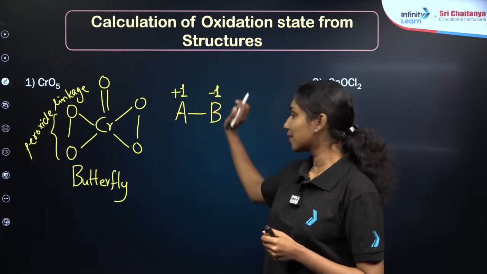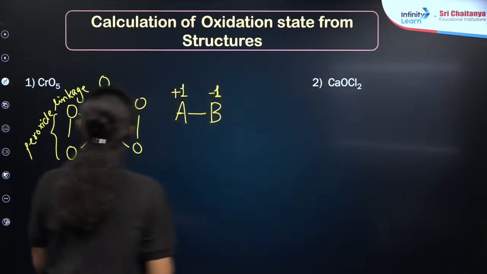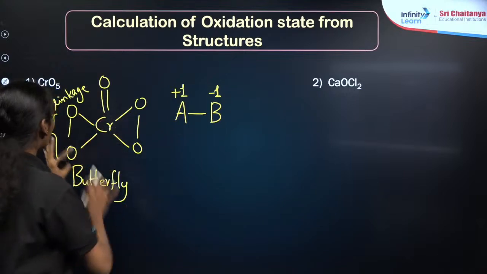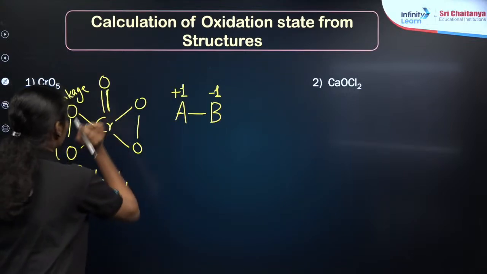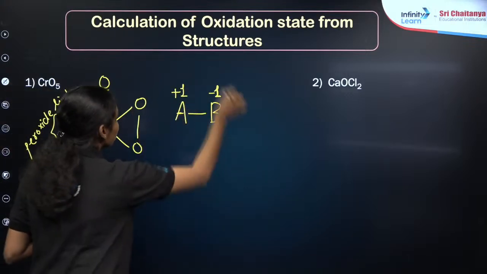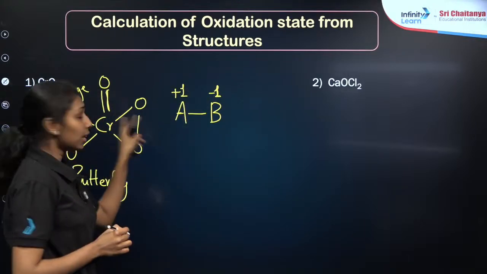Okay, I hope the point was clear for everyone. Now let me explain here. We know that oxygen is more electronegative than chromium, right? We have already studied the periodic trend of electronegativity. So if I am taking oxygen here, according to this rule, oxygen is more electronegative than chromium, right?